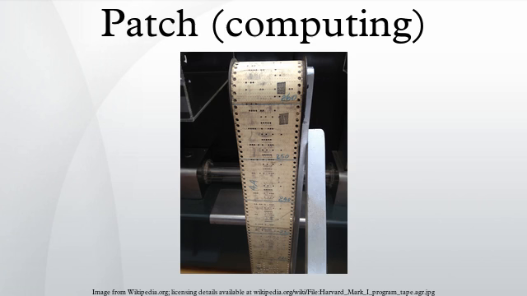A patch is a piece of software designed to update a computer program or its supporting data, to fix or improve it. This includes fixing security vulnerabilities and other bugs, and improving the usability or performance. Though meant to fix problems, poorly designed patches can sometimes introduce new problems.